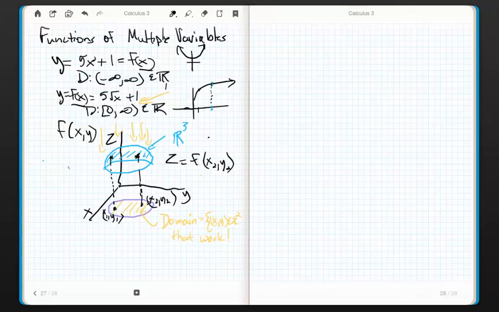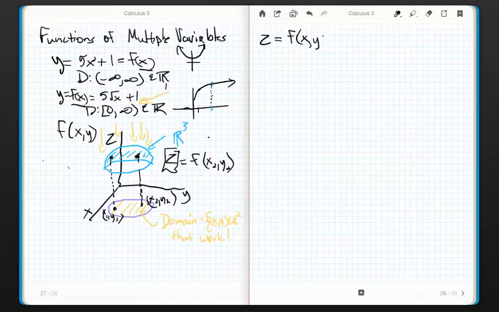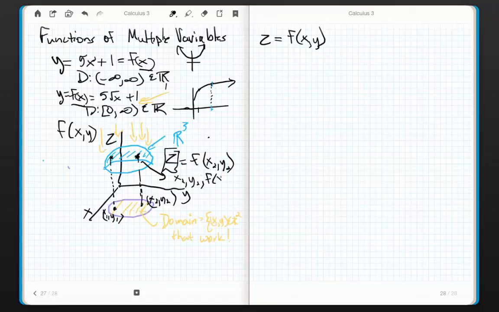Another thing to think about, based on what I just said: if y equals f of x, then doesn't z have to equal f of x, y? Because of the ordered triplet. This point right here is going to have an ordered triplet, which would be x2, y2, and then f of x2, y2.